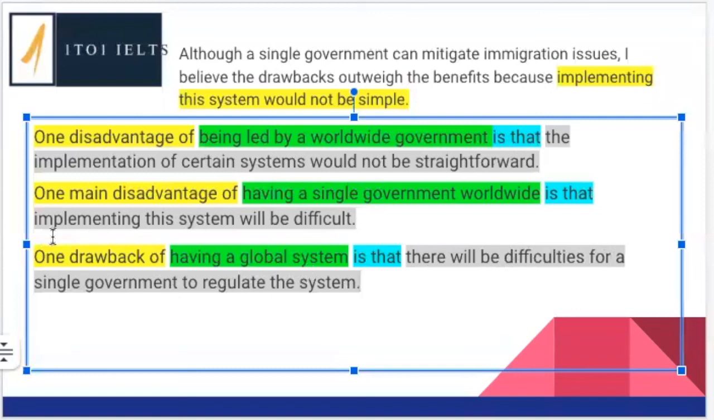Okay. So I think this is all good. So a drawback of having a global system is that there will be difficulties for a single government to regulate the system. Yeah, that's absolutely fine. Is there anyone else who I've not looked at yet?